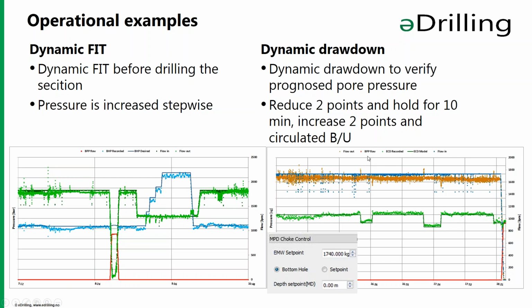And the same, you've got a dynamic drawdown test to verify the prognosed pore pressure. You can see the pressure is reduced by 2 points, held for approximately 10 minutes. Then you circulate bottoms up to verify that there isn't any influx. Then we've reduced it again by 3 points and then circulated bottoms up before continuing to drill.